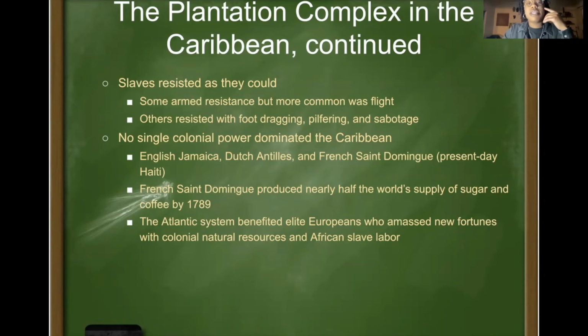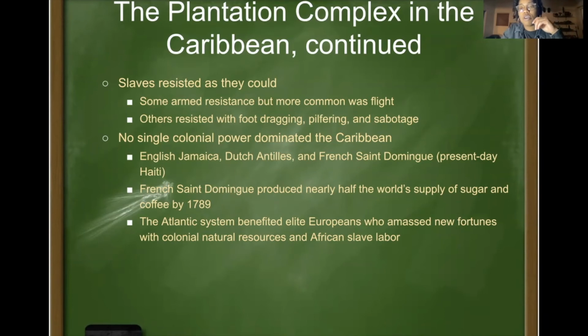All right, so no single colonial power dominated the Caribbean. So we're going to see that the different islands in the Caribbean, you guys can see on some of the mini maps that are there, that each island is kind of dominated by another European nation. So we have England, Jamaica; Dutch, the Antilles; French, Saint Domingue, also known as modern day Haiti. On the other side of Haiti is the Dominican Republic, which is controlled by Spain.